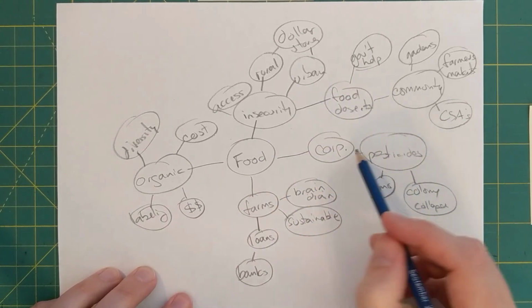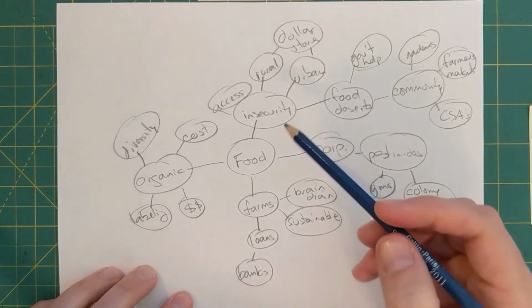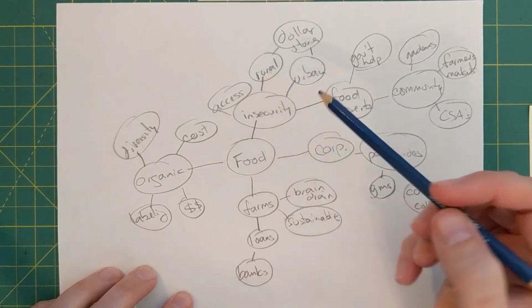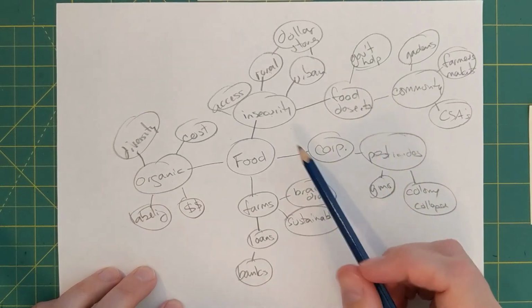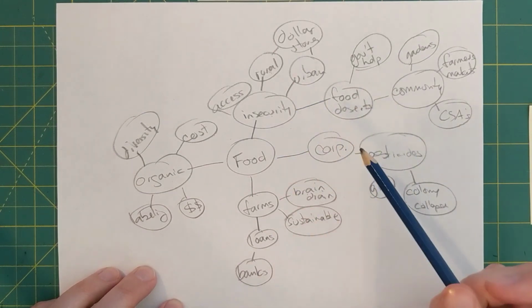Does colony collapse directly come from corporate pesticide use? Is food insecurity in rural environments helped by dollar stores or not? Putting all this up here gets me an idea of what I want to research and gives me better keywords for my research.